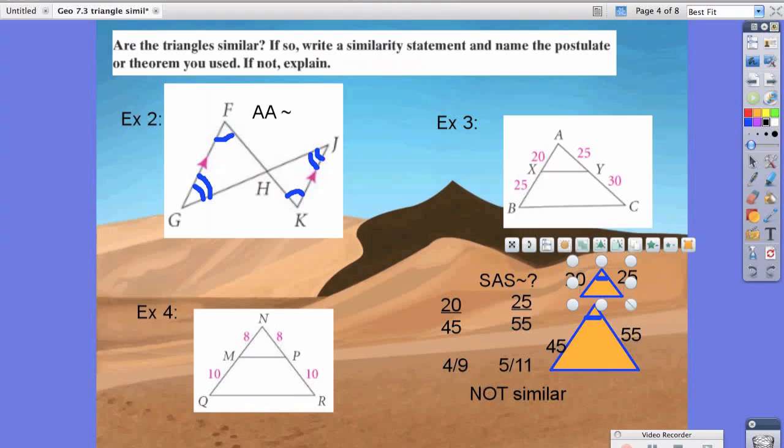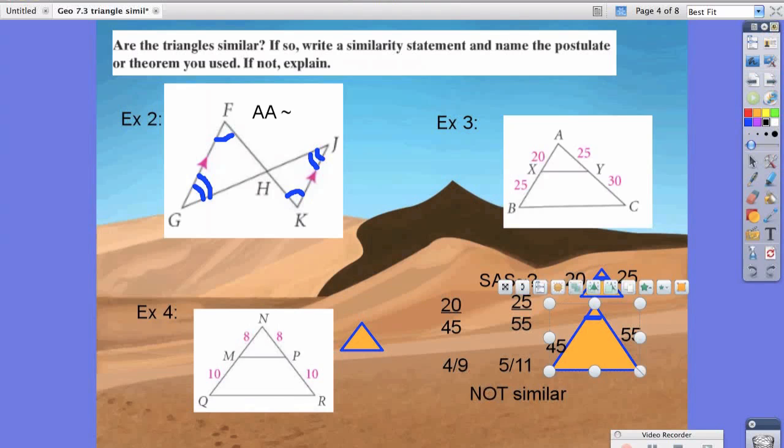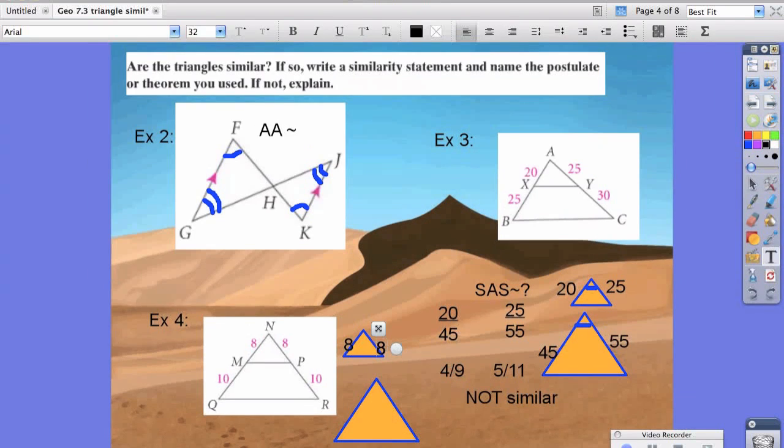Same idea, so I'm going to steal these mini triangles. Have this one and this one to represent the respective smaller triangle and large one. This is 8 and 8. This is 18 and 18. Notice it's 18 though because it's the full length of NQ.